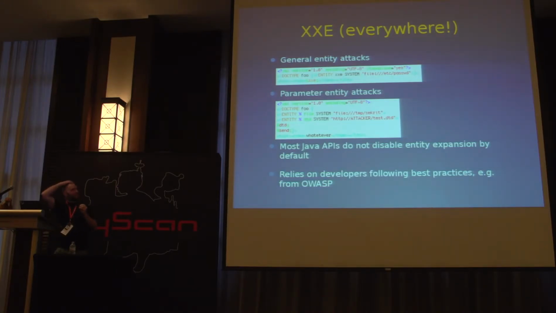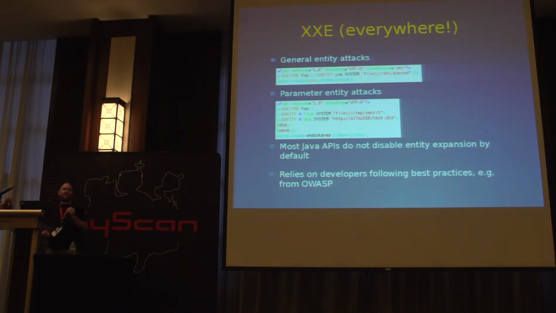So the next thing I wanted to talk about was XXE. This again is probably not new or interesting, but it is particularly interesting in the context of Java applications for one reason, and that is that most, if not all, Java APIs for processing XML do not disable entity expansion by default. And the reason they don't and won't do that is because several of the JSRs, several of the specifications that they have to implement require it to be enabled by default.